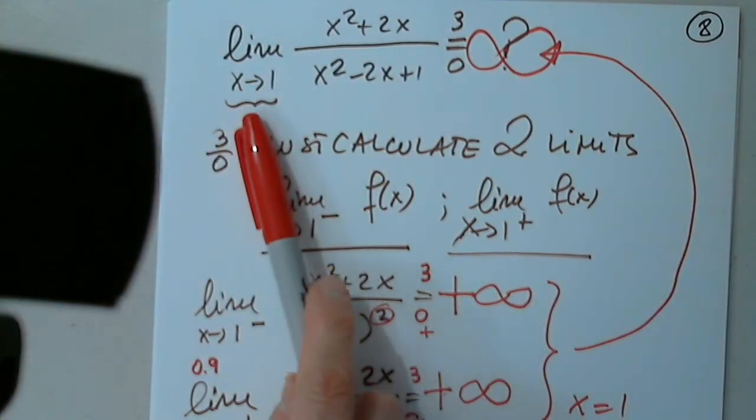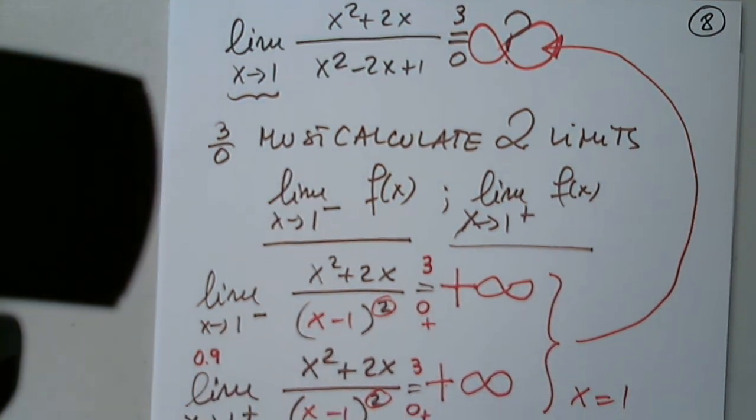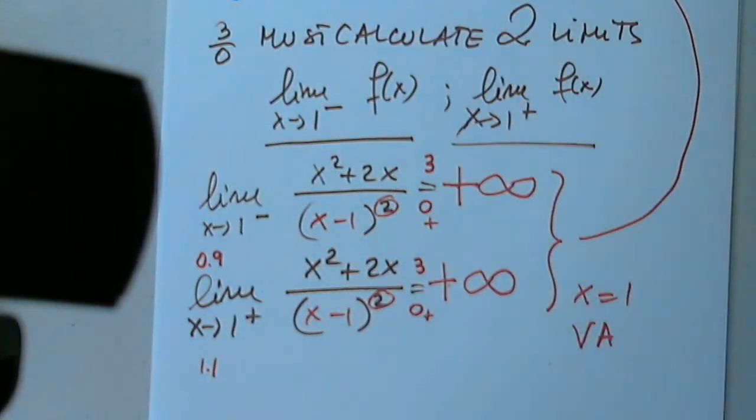So remember, when you have a limit from either side, you have to calculate both sides. You cannot draw a conclusion about that.